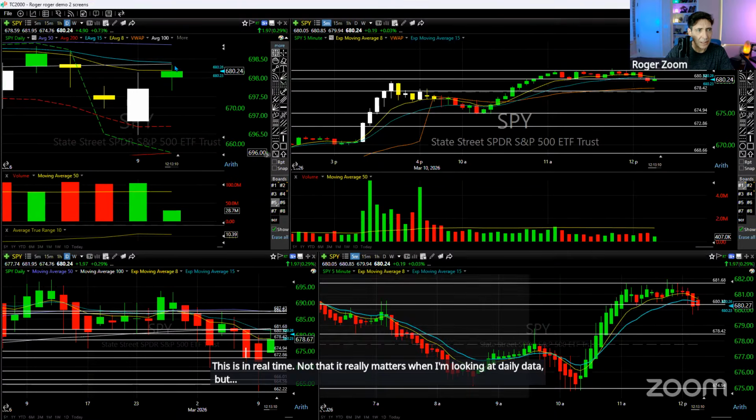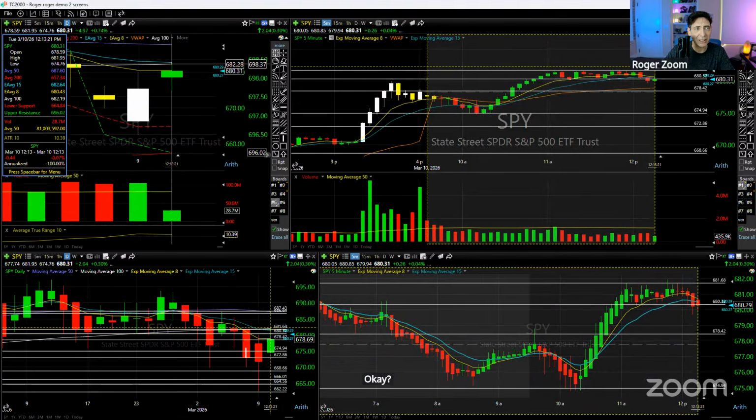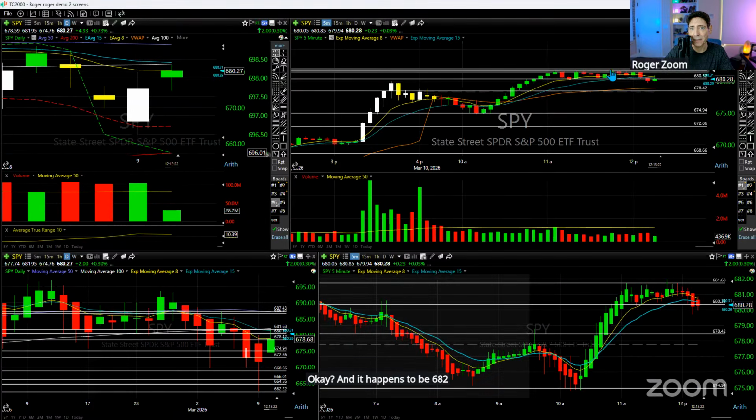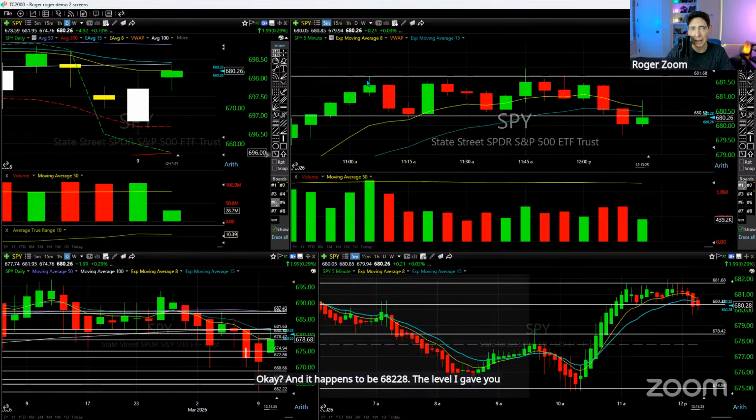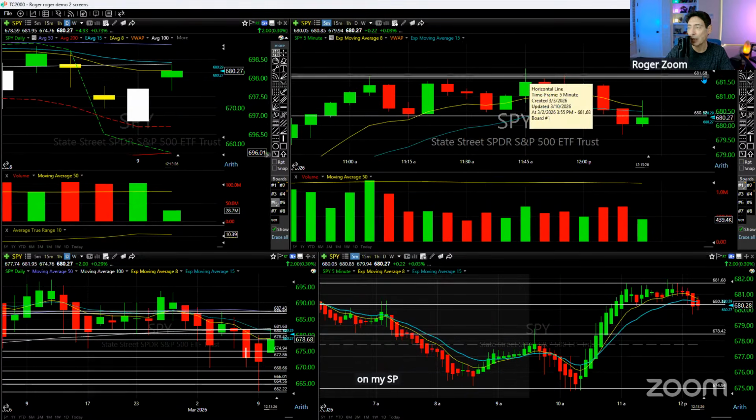You see the upper part of it's just clear here. You see this white line right here? The white line is the 100-day moving average, and it happens to be 682.28. The level I gave you this morning on my SPY was 681.68.